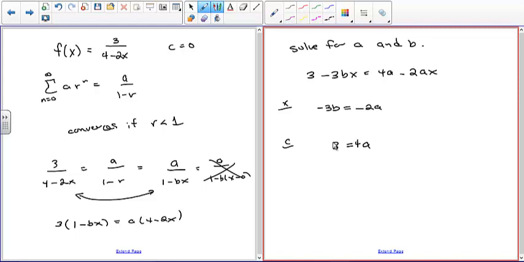So those are your two equations. And like I said, you can solve for a from the second equation, plug back into the first equation, solve for b.